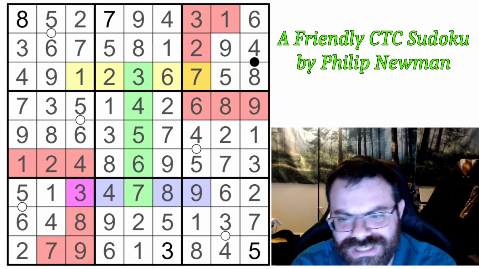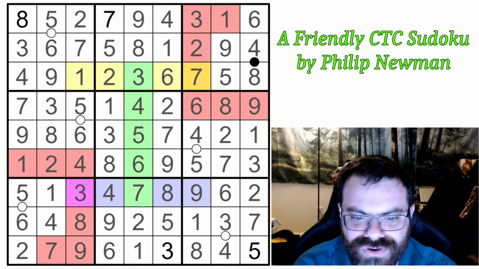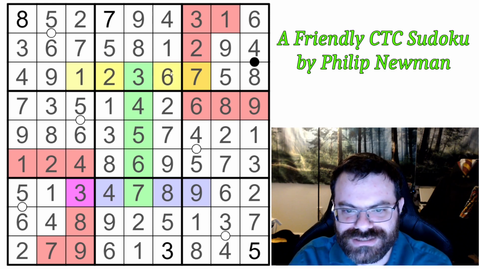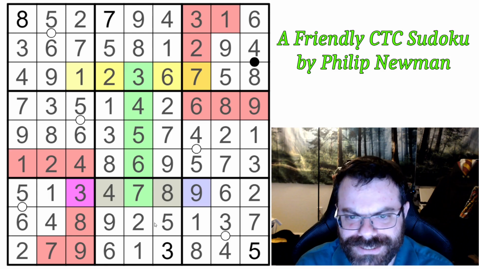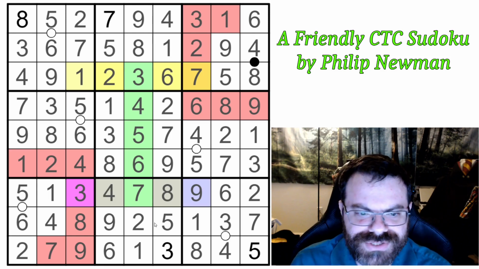I felt that that was an approachable puzzle, but if you don't know about the sort of locked sets here, I think you might struggle a bit. So I'm glad I spotted that. Yeah, so let me know how you did.